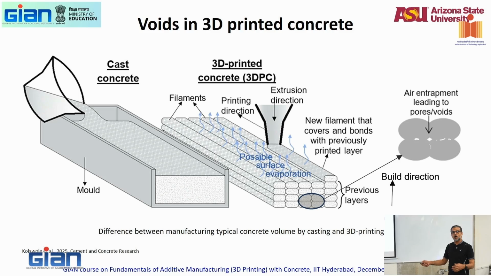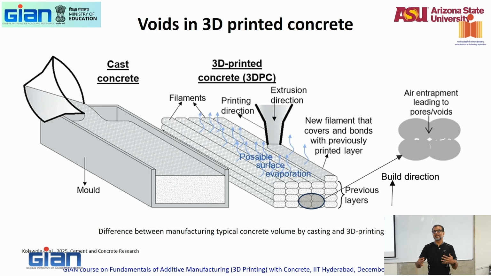Now, why did we go from here to here? Why did we go from a mold cast to 3D printing? Why were you all here? What was the interest of all of you in coming here? Hmm? To remove the idea of form work, right? What happens with form work? I am getting a rectangular shape most of the time. Any other shape, I will have to spend a lot of money on the form work upfront, right?